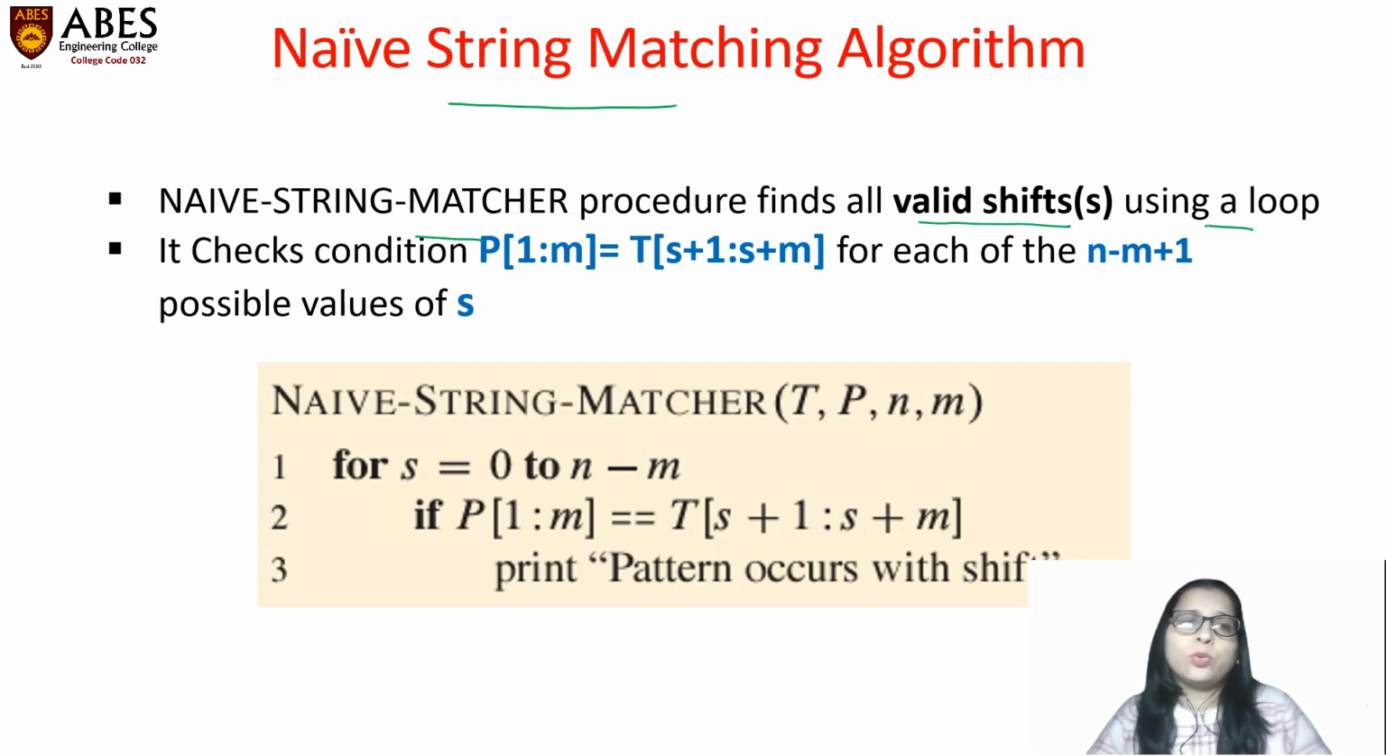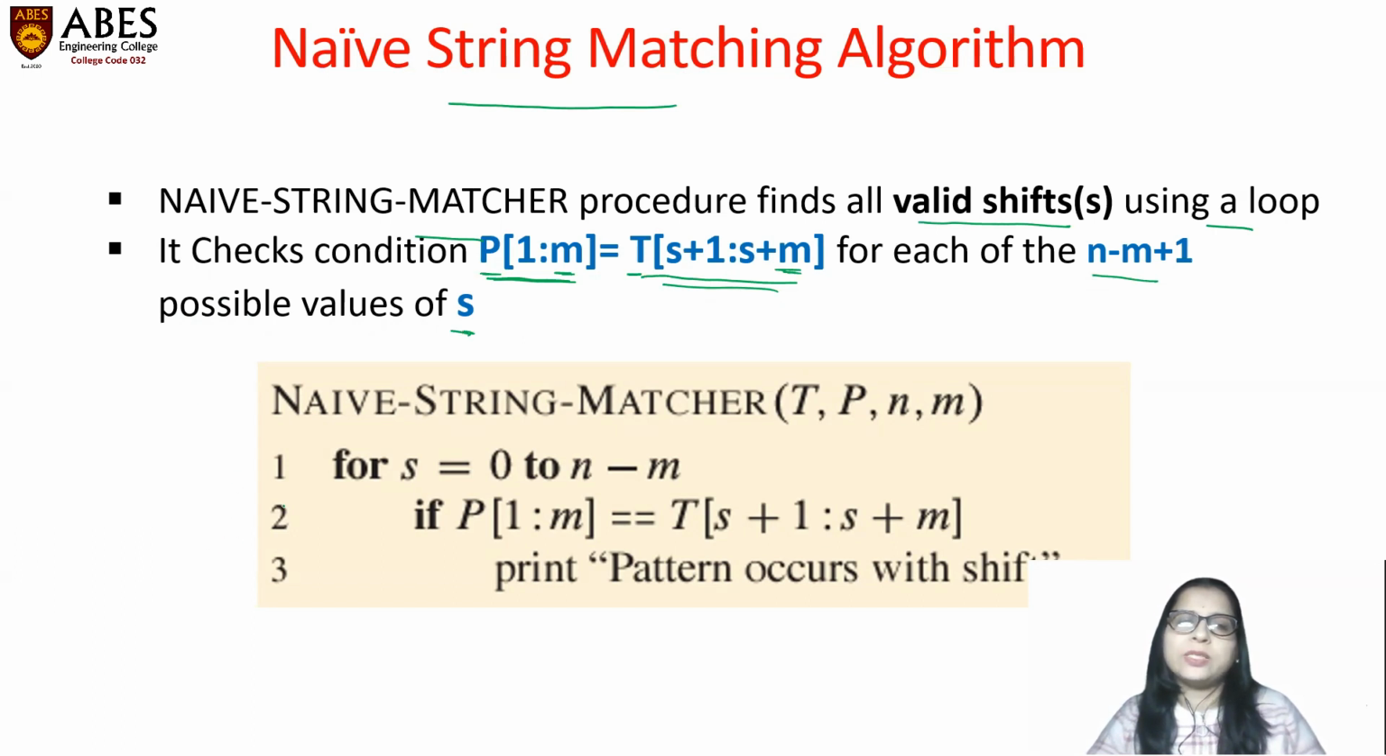So it goes through a loop. It checks the condition, pattern P[1:m], where m is the length of the pattern P and text is represented by T. So say a particular place where the match is found, that is represented by T[s+1 to s+m], where m is the length of the pattern. So for each possible value, that is n minus m plus 1 for s. So this is the algorithm.